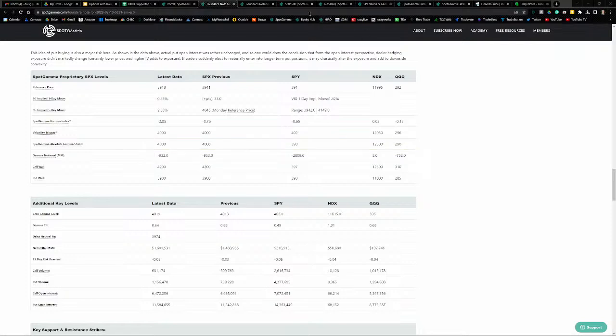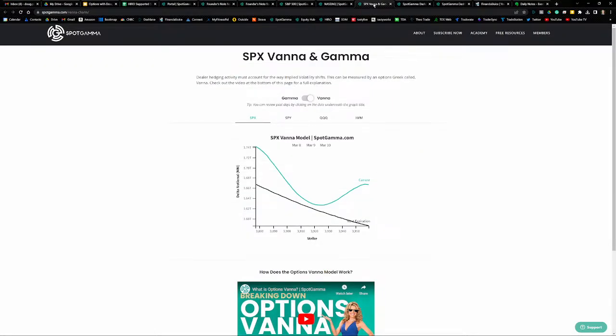All right, let's take a look at the Vanna charts now, and this will show a graphical illustration of what I was just talking about. This chart shows market makers' delta notional on the vertical axis and strike price on the horizontal axis, and it shows how their delta notional changes with changes in price and implied volatility, and that's shown by the green curve for the current expiration. And that green curve is showing the Vanna effect, the change in delta notional with a change in implied volatility.